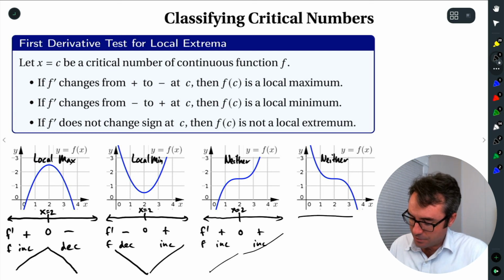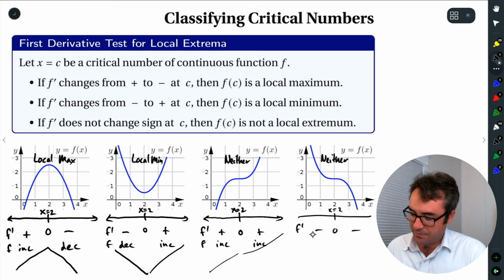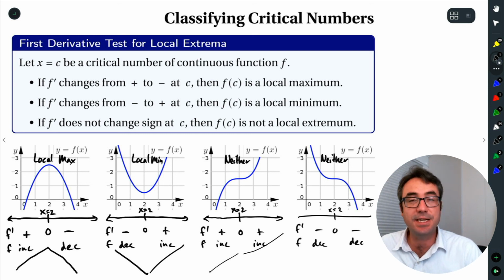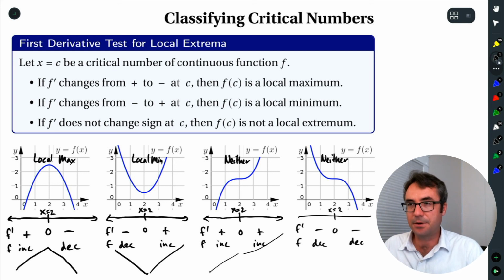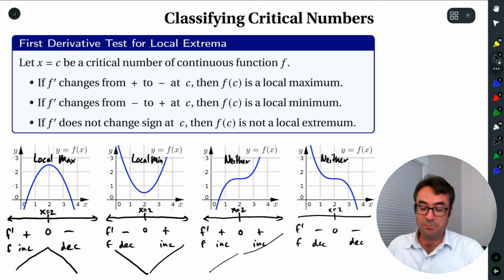If we were going to do the sign chart over here for this one, x equals 2 is something special, but what we're seeing is that the derivative is negative on both sides. So again, it's not changing signs, so it's not a local extreme point. It's neither. All right, so this is the first derivative test, which involves f prime. Well, we're also going to see the second derivative test, which involves f double prime. So we'll see that next.